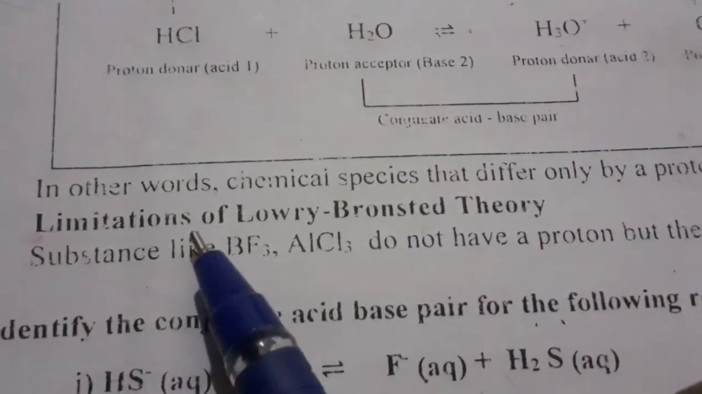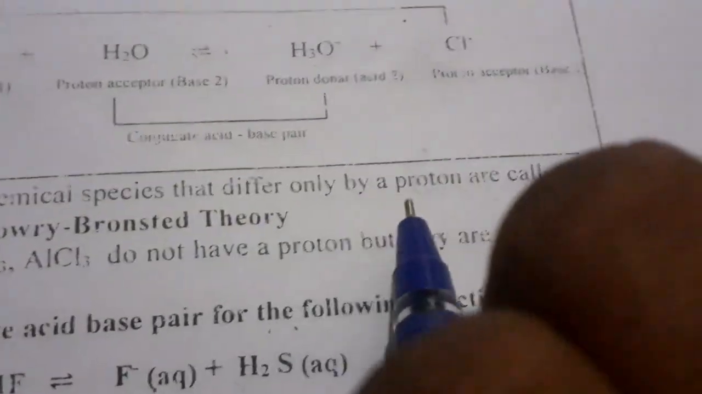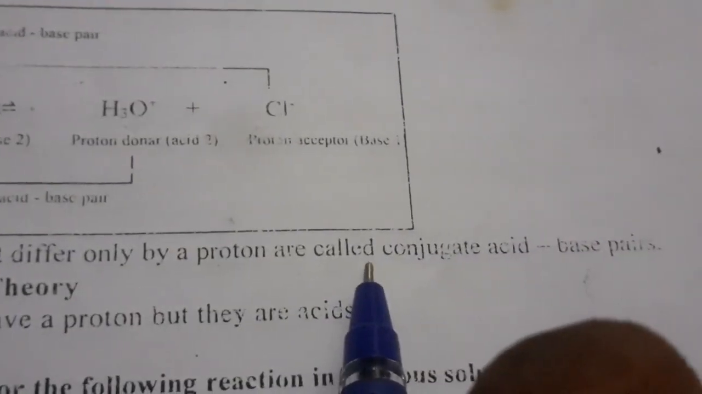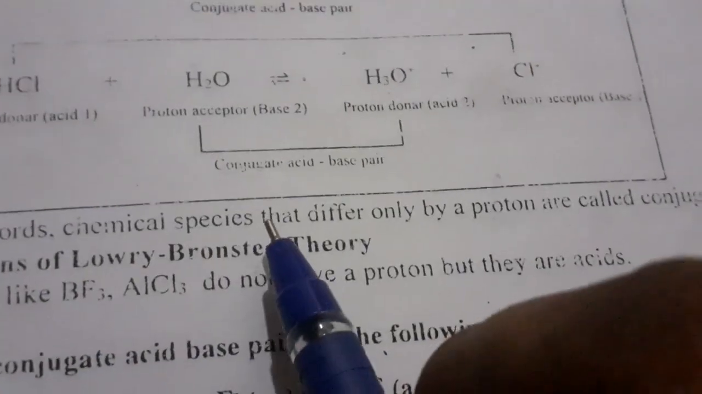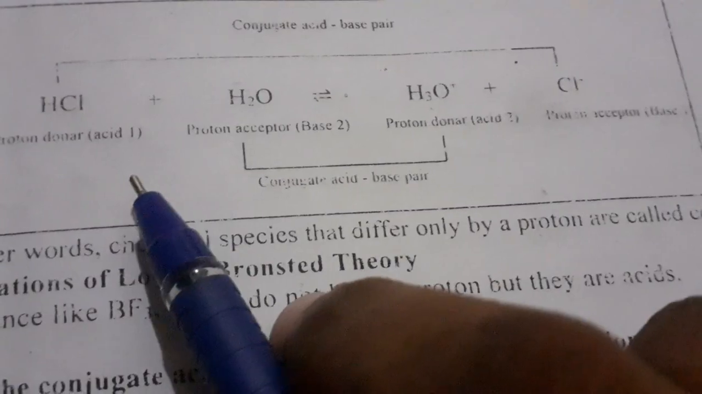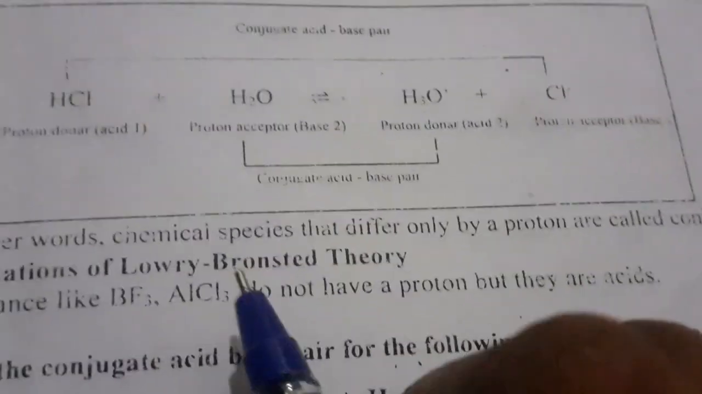In other words, chemical species that differ only by a proton are called conjugate acid base pairs.